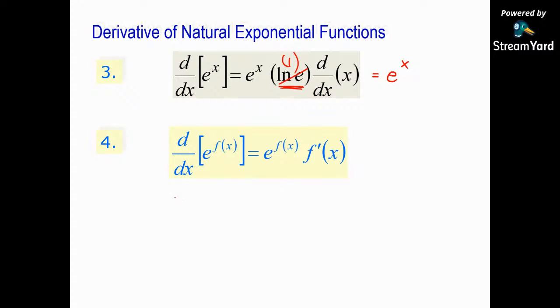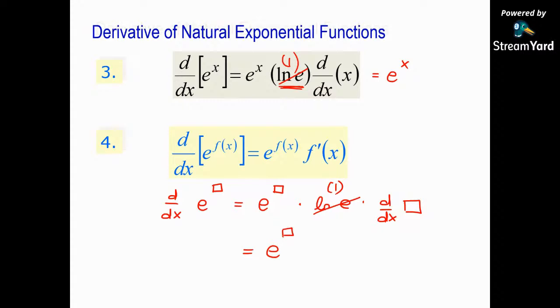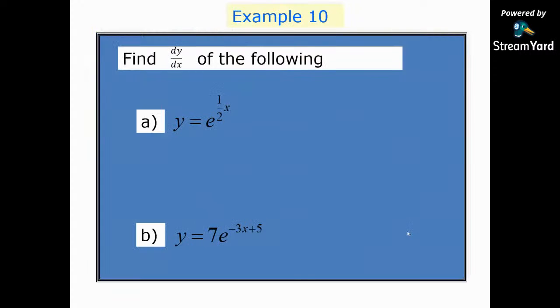So basically, if you have d over dx of e to the power of something, simply copy down e to the power of something, and then ln of e, and then we should differentiate the power. But ln of e is actually equal to 1. So that is how you end up with e to the power of something, and then differentiate the power. Okay, so done.